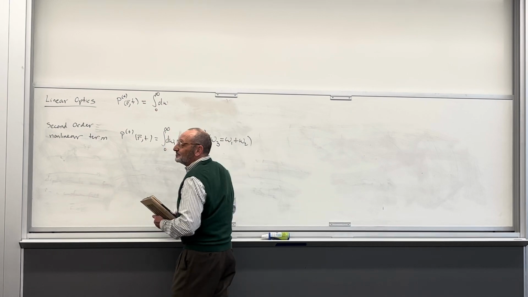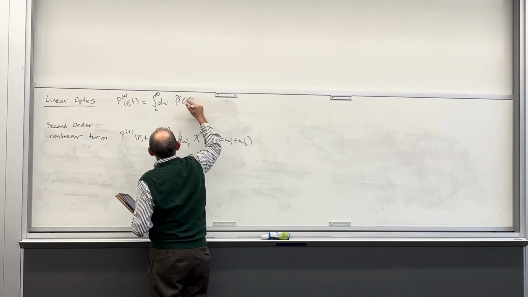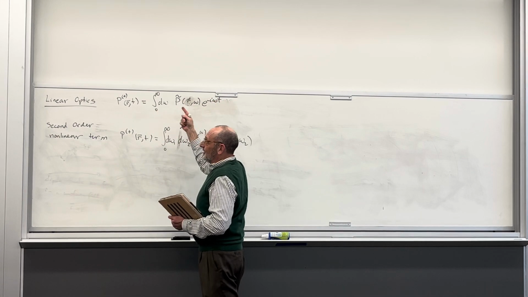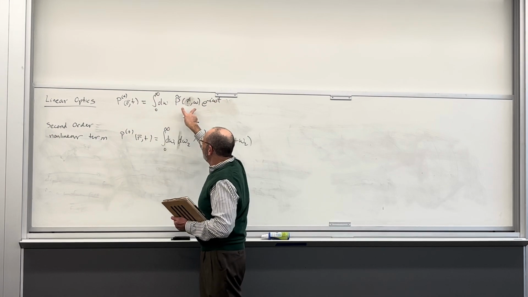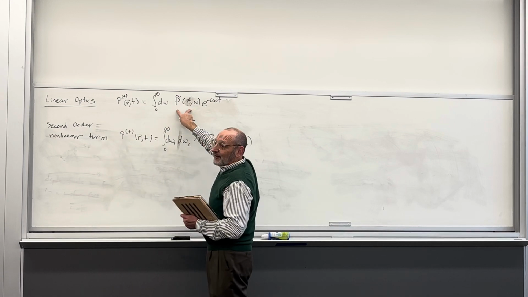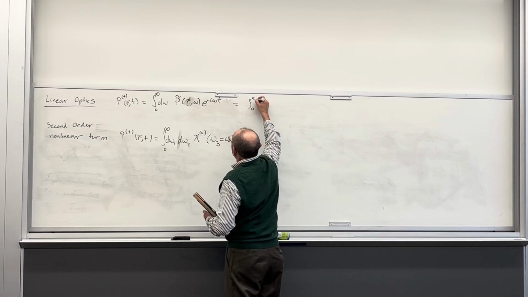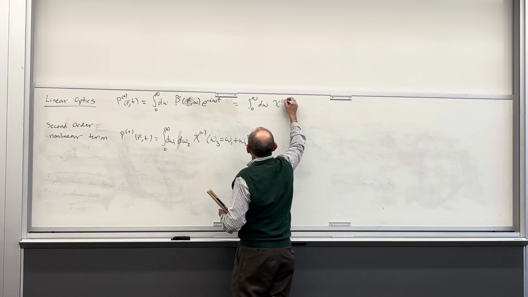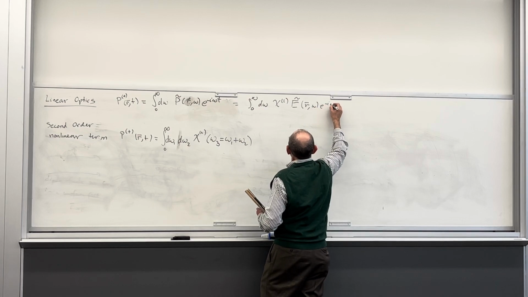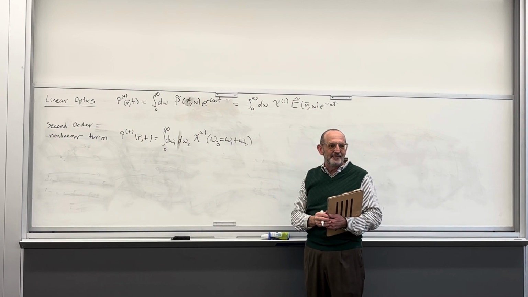Let me try again. This is the Fourier transform of that. Okay? This is just the Fourier transform of that. But this, in linear optics, is proportional to the electric field. Okay? So this is chi1 times the electric field strength at that frequency. Now it makes sense. Chi1 times E is the polarization. Okay?